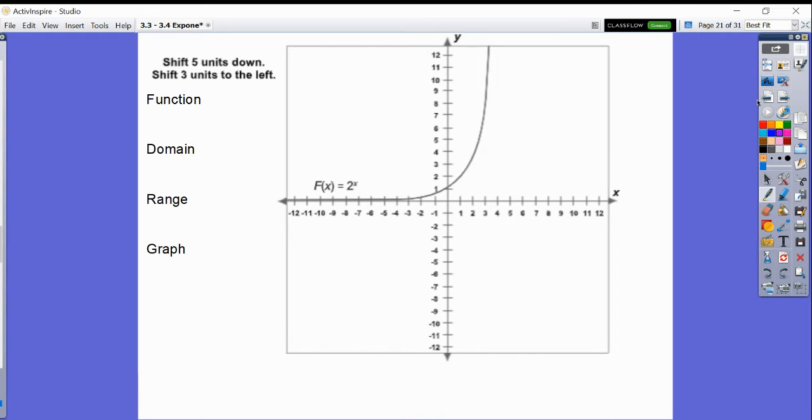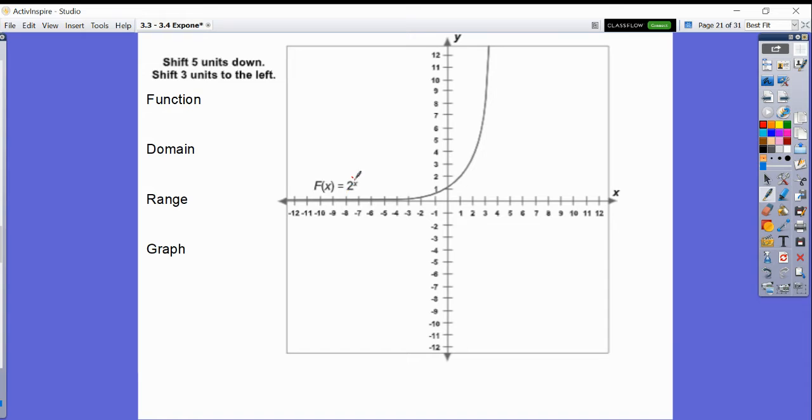Oh, wait, maybe there's 2 more. Oh, this one is not in your notes, I don't think. So we have a couple more examples, but they're not in your notes. So if you want to just listen, that's fine, or if you want to write these down.